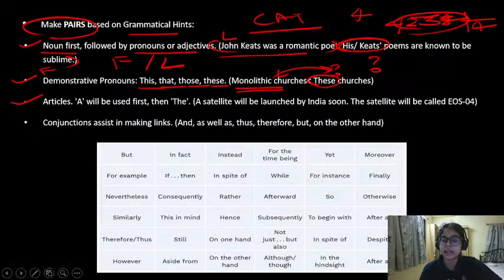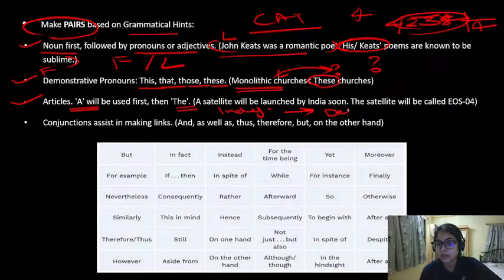The other way is articles. Okay, article a will be used first and then the. Why? Because a is an indefinite article, yani general article, and then comes the definite article, which is the specific article. For example, a satellite. Generally, the satellite is being introduced. So a satellite will be launched by India soon. The satellite will be called EOS-04. So first a general introduction and then you are mentioning the specific satellite again. So this is again going to help you make pairs.